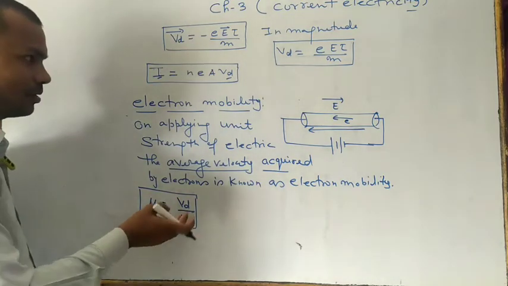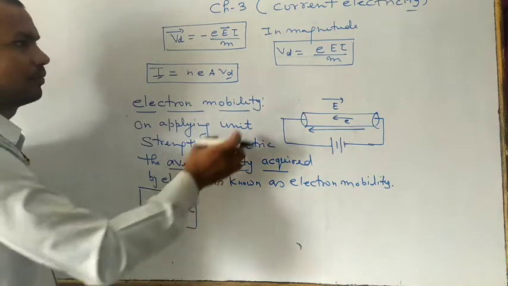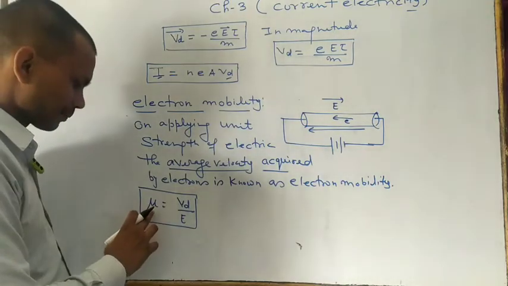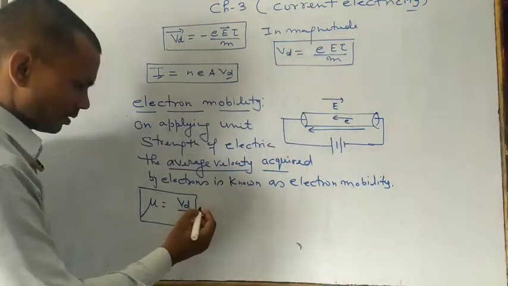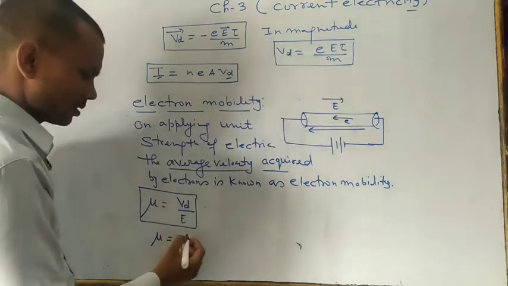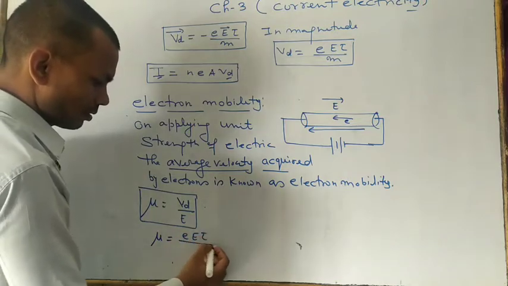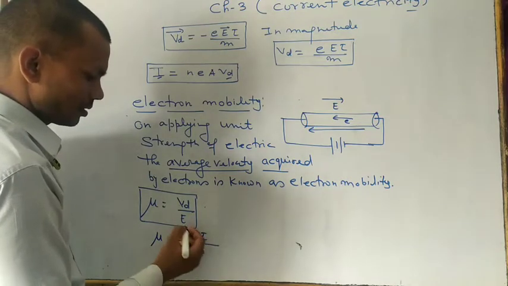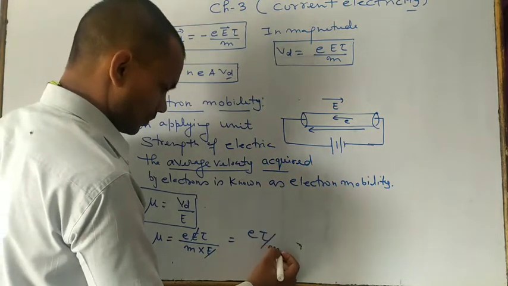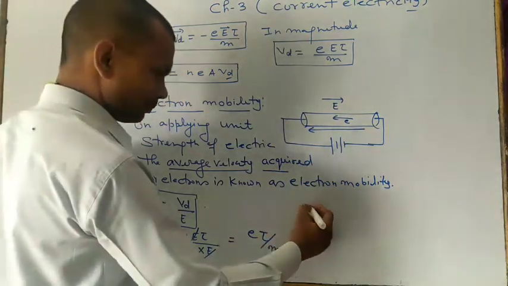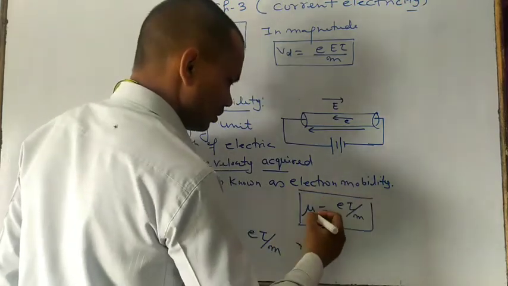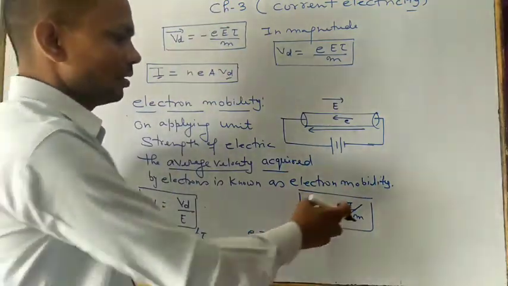If you want to establish the relationship between electron mobility and relaxation time, in place of Vd we can put E tau by m, and then the electric field cancels out. So we get mu equal to E tau by m. This is the electron mobility in terms of relaxation time.